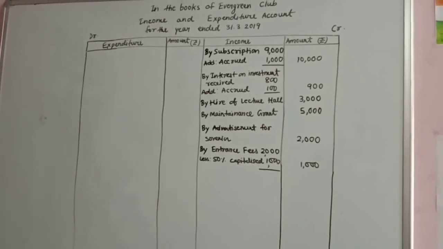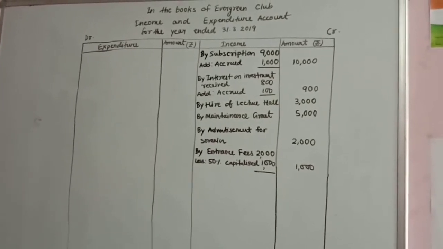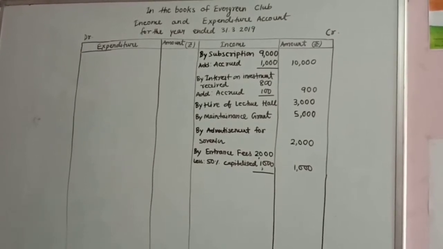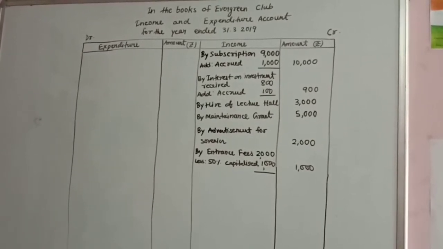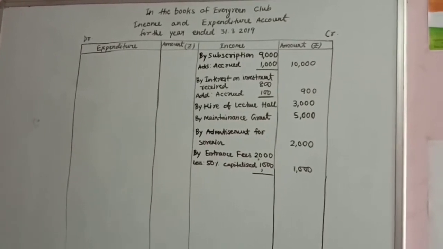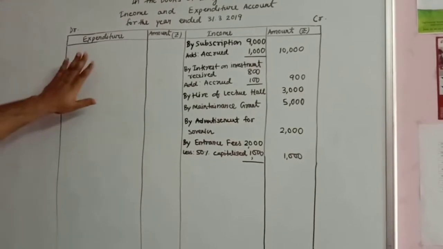You have a subscription, you have an interest on investment, you have hire of lecture hall, you have maintenance grant, you have advertisement for the souvenir, you have entrance fees, rupees 1,000. Okay, so now we shall move forward to the expenditure side. So now we move forward with the expenditure side.